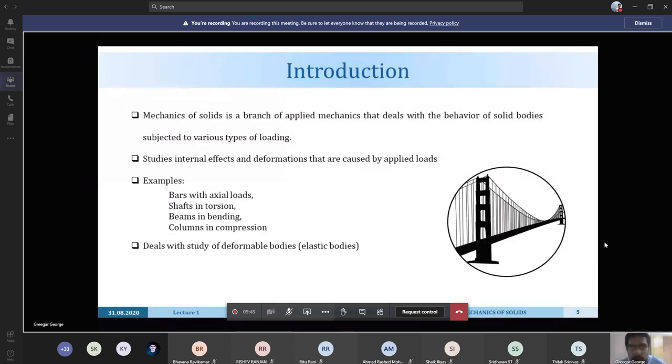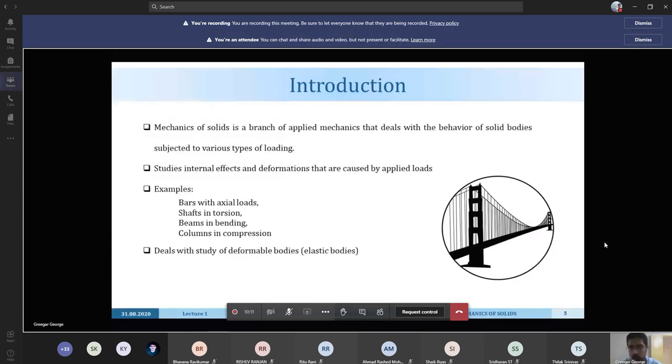Okay, so let's start with the introduction. Mechanics of solids is a branch of applied mechanics that deals with the behavior of solid bodies subjected to various types of loading. In engineering mechanics, which you did in your second semester, you studied rigid bodies. Can someone tell me what you mean by rigid body motion? Deformation is zero, sir, after applying force. Okay, deformation. That is true.